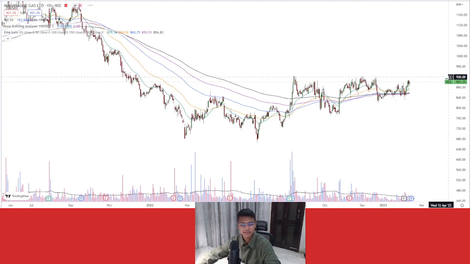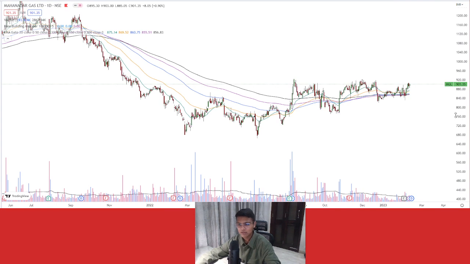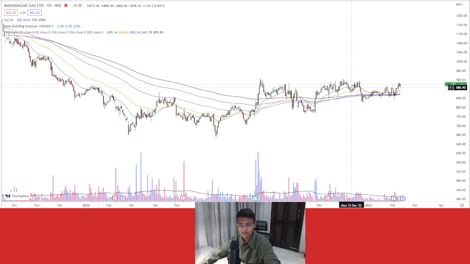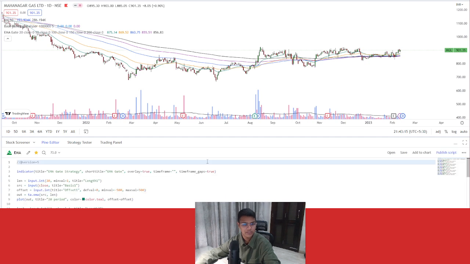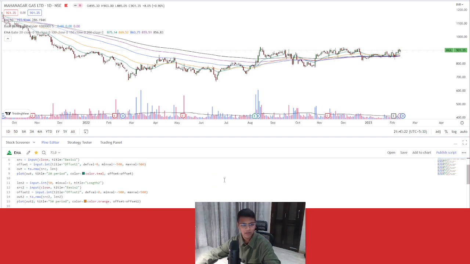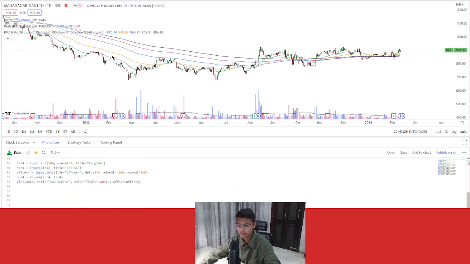Okay, so this is the daily chart of Mahanagar Gas Limited. Let me explain all these lines presented here. Basically, these are exponential moving averages, and I've clubbed them together in an indicator. Because this is the free version of TradingView, it does not allow you to put more than 3 indicators at a time. So I created this simple code to put 5 EMAs together, so that I can have more indicators on my screen.